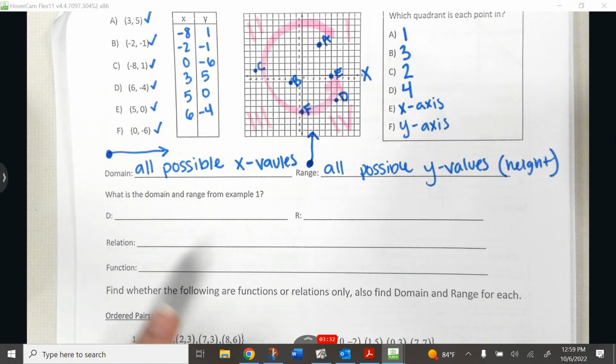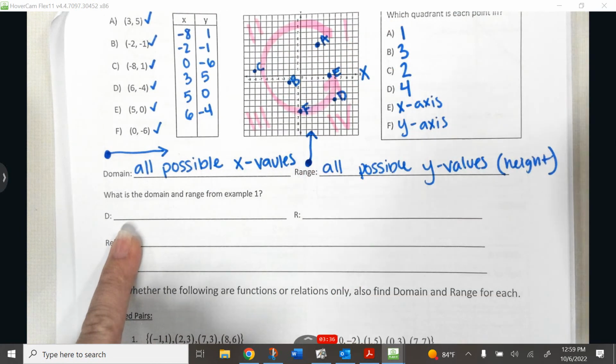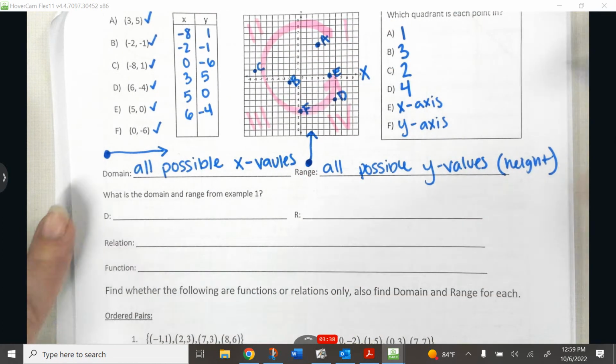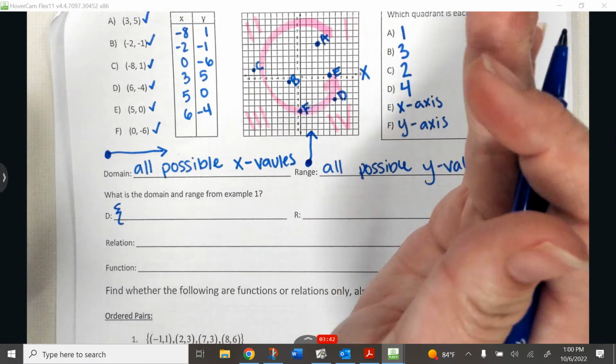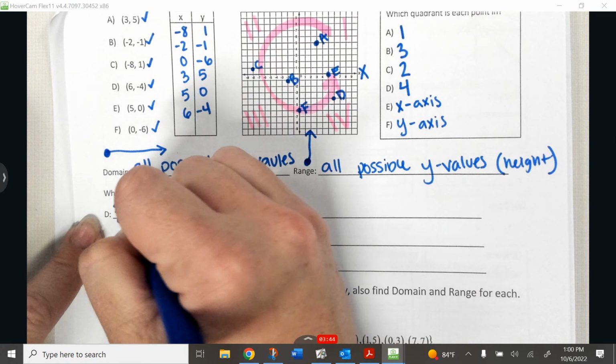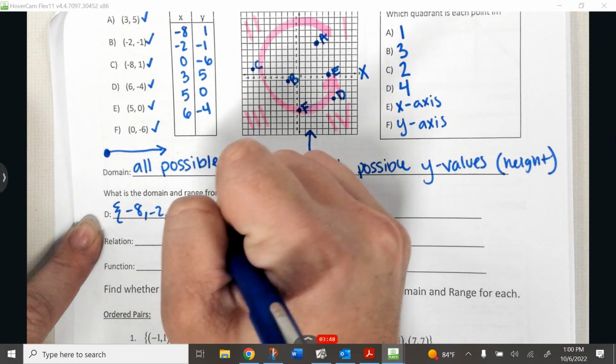So if I had to find the domain for this, well, what are all my possible X values? Didn't I list them in the table? And they're already in numerical order. So my X values are, we list them in fancy brackets: -8, -2, 0, 3, 5, 6.